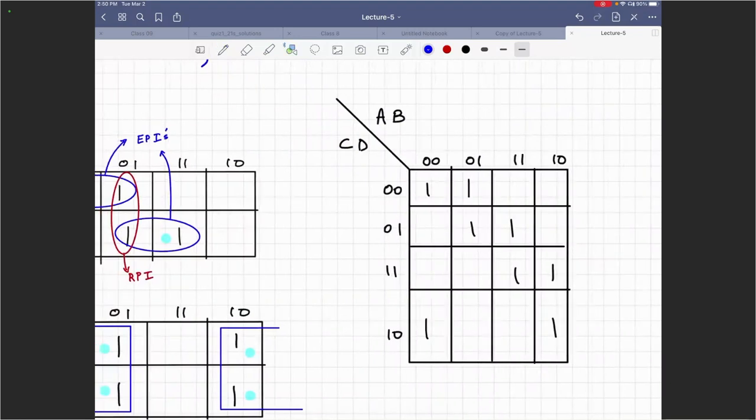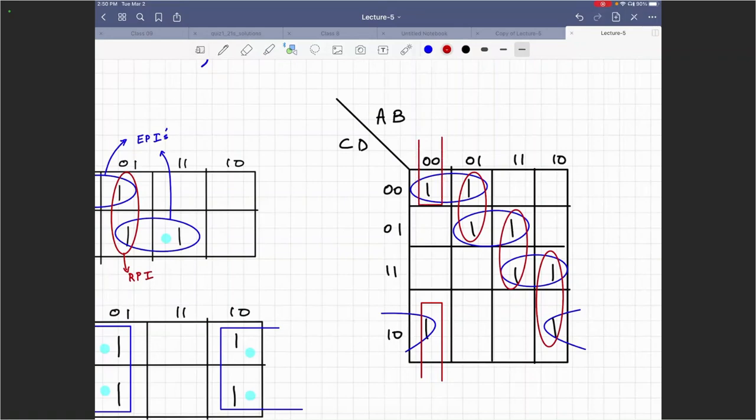How about here? We had four horizontal ones, and then four vertical ones. How many essential prime implicants are there? Four EPIs, two different sets possible. Actually, all the ones in this particular example are part of two groups, which means none of them are essential. No EPIs.